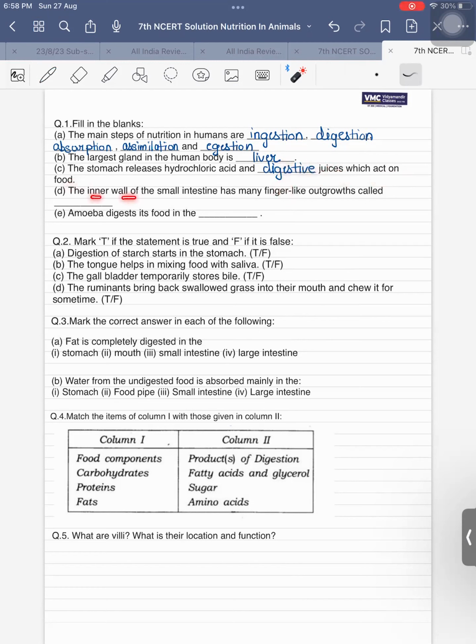The inner wall of the small intestine has many finger-like outgrowths. So these are called villi. So these villi, beta, increase the surface area for the absorption of digested food, and they are present in the small intestine. Amoeba digests its food in food vacuole.